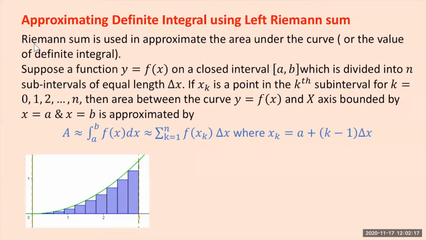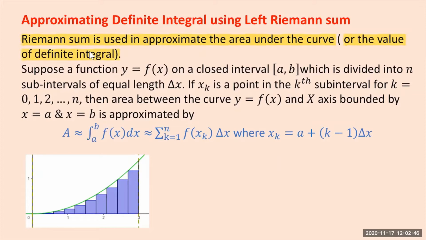So whenever we talk about the Riemann sum, it is used in approximating the area under the curve. Whenever we need to find the approximate value of the area under the curve, we use the Riemann sum. And that area under the curve will also be equal to the value of the definite integral. So it is used in approximating the area under the curve or the value of definite integral. So that is the definition of Riemann sum.